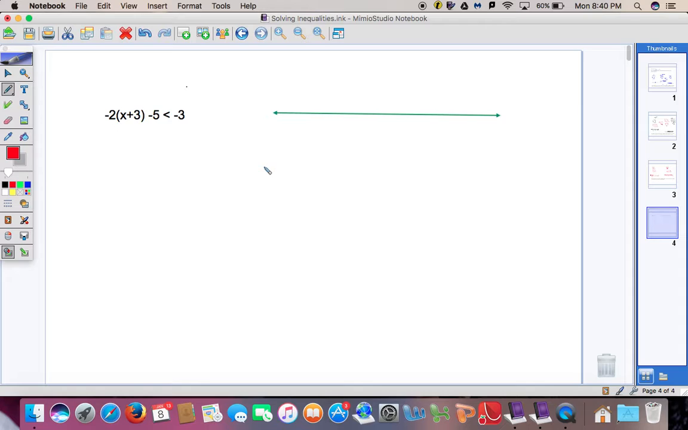Okay, let's look at this last problem here. I've got negative 2 times x plus 3, minus 5, is less than negative 3. My first step here is going to be to try to isolate these terms. If this was an equation, I would say your first step is to move this negative 5. So your first step here is also to move that negative 5. So we would add 5 to both sides, and we have negative 2 times x plus 3 is less than positive 2.